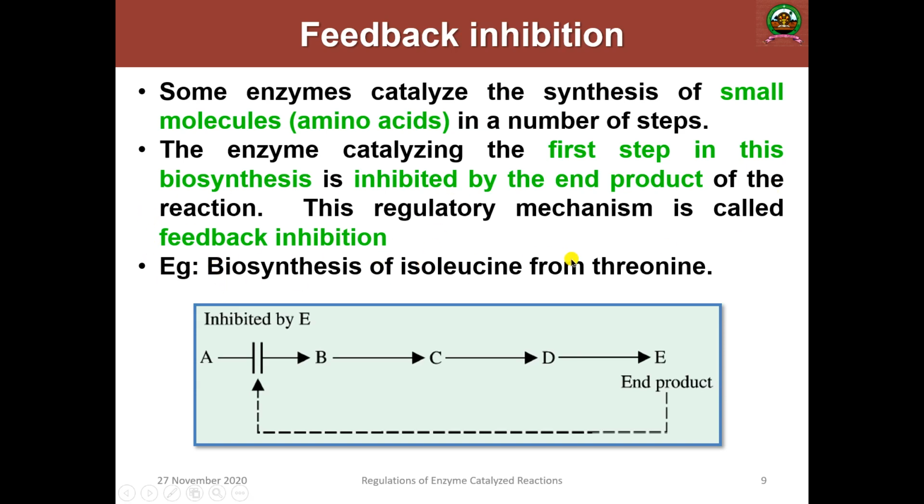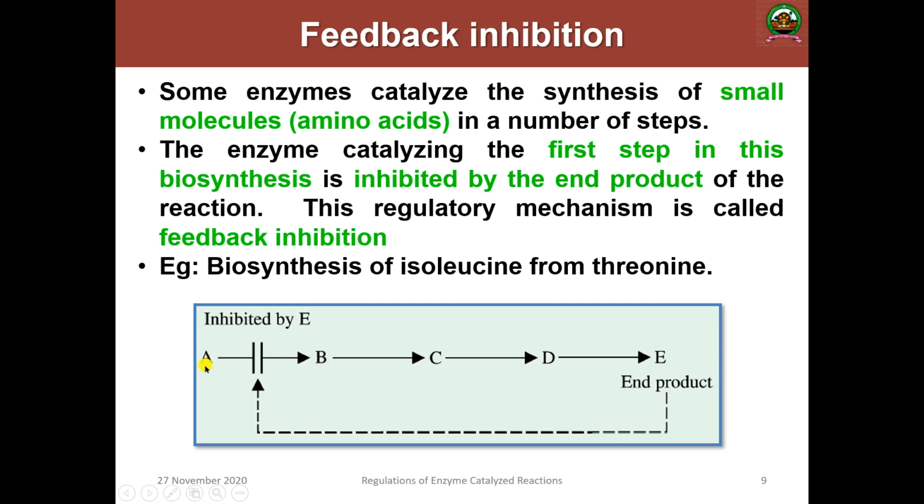For example, the biosynthesis of isoleucine from threonine. Once isoleucine is produced, what will happen? It will go and bind to the enzyme acting on the first step, the conversion of threonine, and inhibit the synthesis of isoleucine. So this is what I have told.